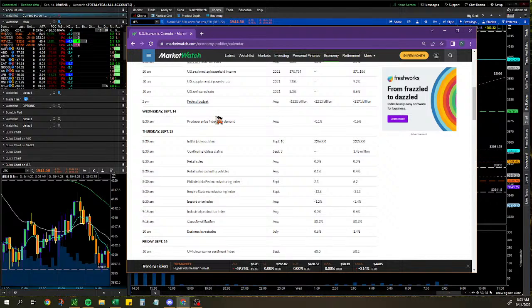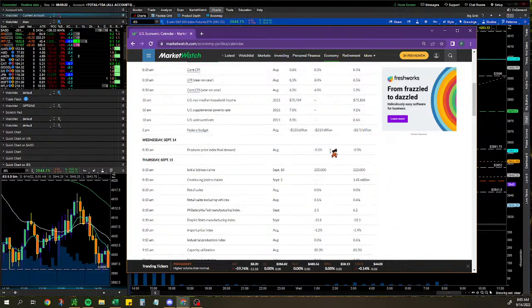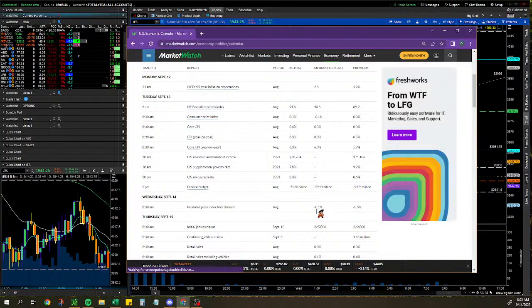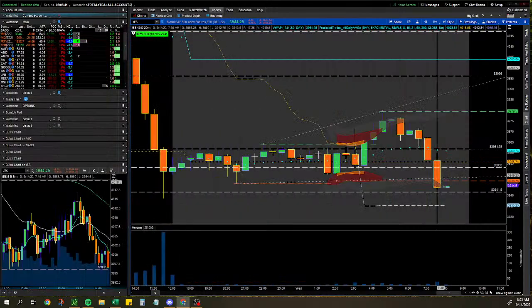Today we have Producer Price Index for August. The expected forecast is minus 0.1%. So we'll have to see what we get there. If it's under that, who knows, we might get a positive reaction. But we'll have to see what we get when that data drops.